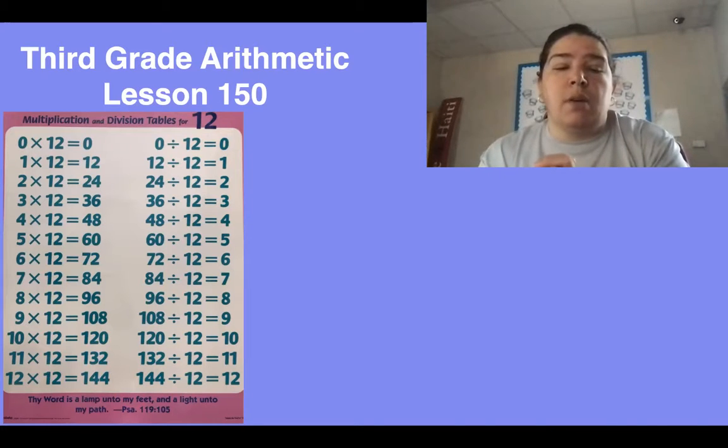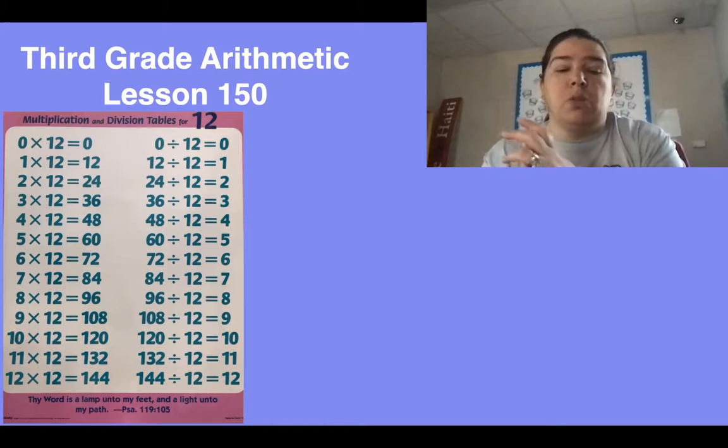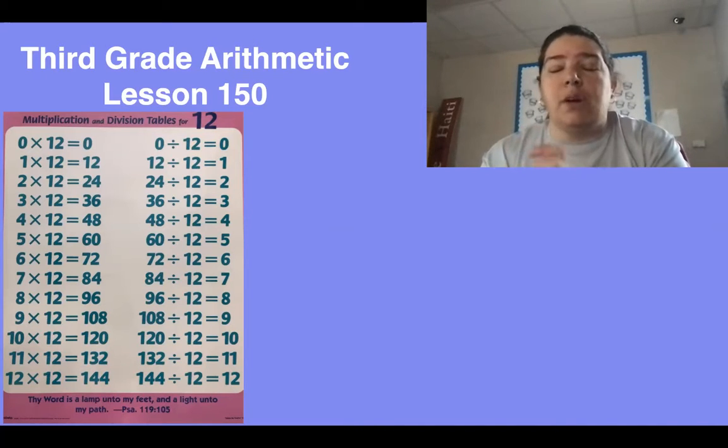72 divided by 12 equals 6. 84 divided by 12 equals 7. 96 divided by 12 equals 8. 108 divided by 12 equals 9. 120 divided by 12 equals 10. 132 divided by 12 equals 11. 144 divided by 12 equals 12.